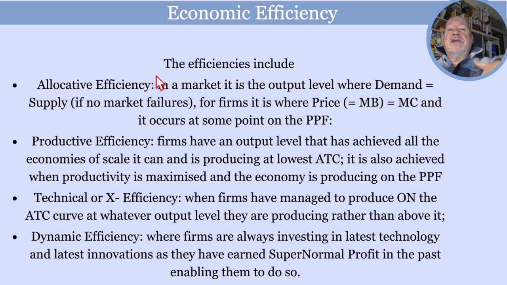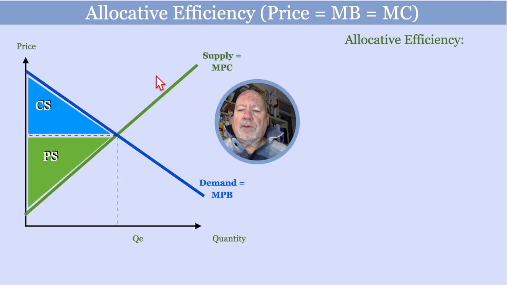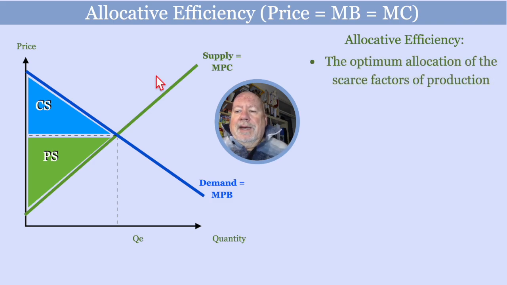And dynamic is basically getting all these efficiencies working in the long run and having supernormal profit, enabling you to innovate and invest in the economy or in the firm, so that you are always bringing in the latest innovations. So let's have a look at all of them through diagrams. As I say, allocative efficiency, year one, price equals marginal benefit equals marginal cost.